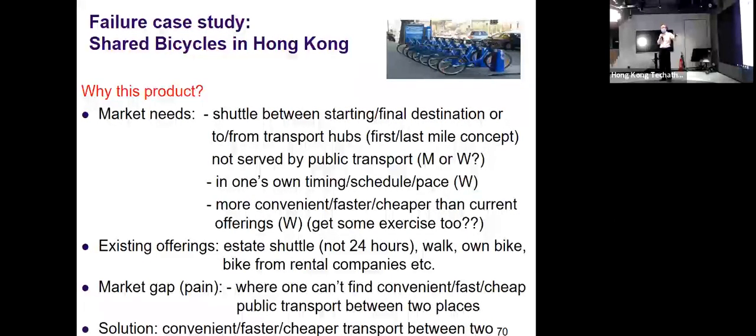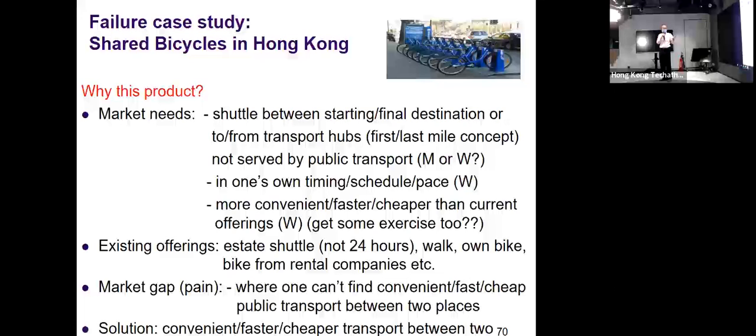Existing offerings. Okay, shuttle bus, from one place to another, from your home. You can walk, you can have your own bike. You can rent a bike from a rental company, but probably you won't. I mean, if you're living in Sha Tin or some area like that, then you can rent a bike for leisure during the weekend.